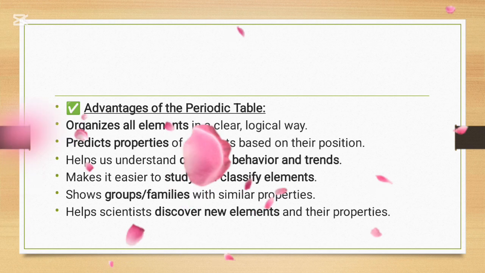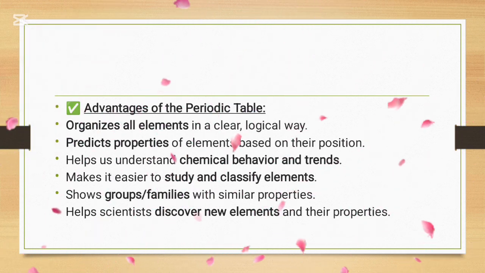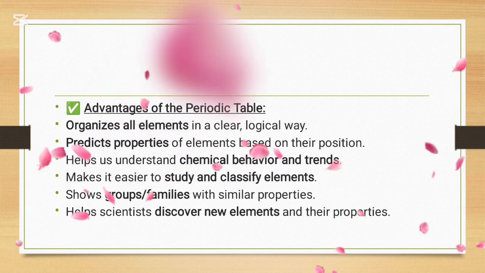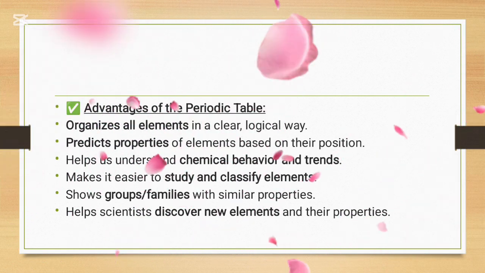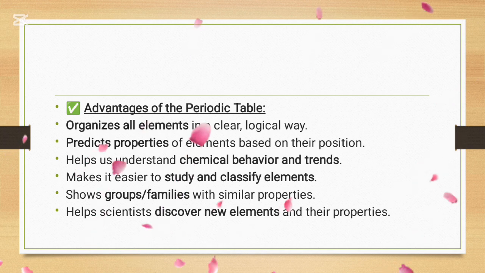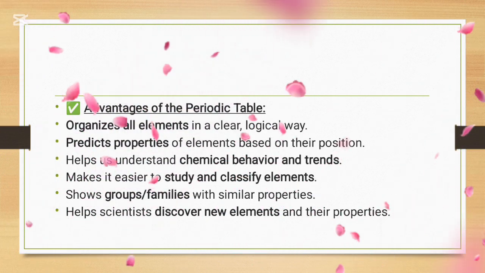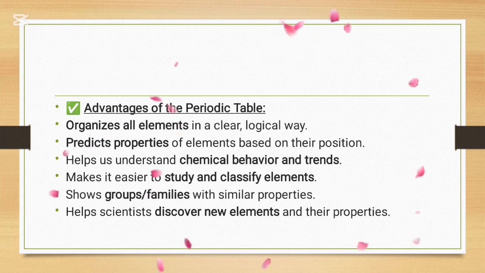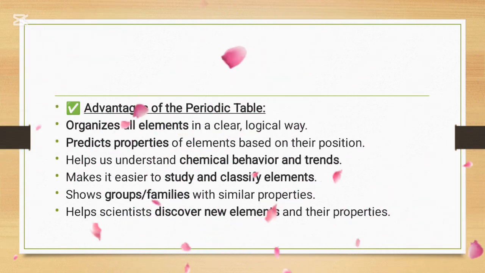Advantages of periodic table. Organize all elements in a clear and logical way. It predicts property of element based on their position. It helps us understand chemical behavior and trends, makes it easier to study and classify elements, shows groups, families with similar properties, and helps scientists discover new elements and their properties.